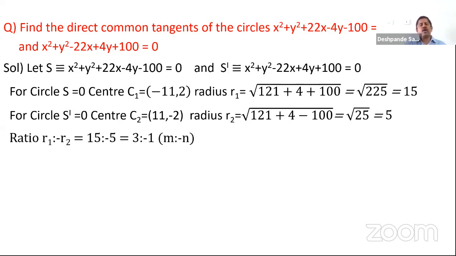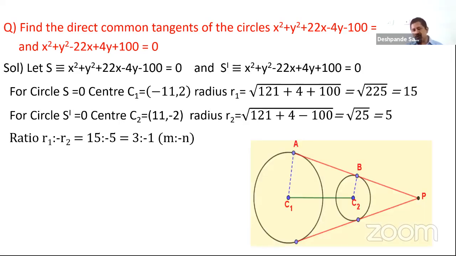Now you're talking about direct common tangents. Once you talk about direct common tangents, the point where the tangents meet will be external. See here, these 2 tangents, tangent AP and this tangent, are called direct common tangents, as in your previous class. And these tangents are called transverse common tangents. Because we are talking about direct common tangents, we're only concentrating on this one. Now see where they are meeting.